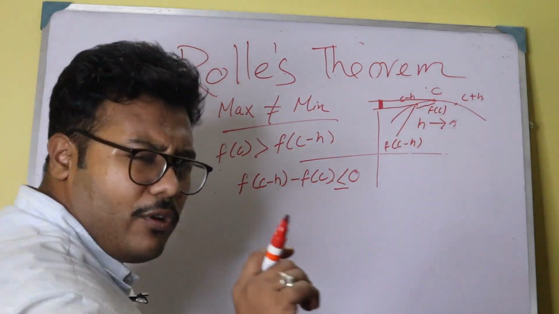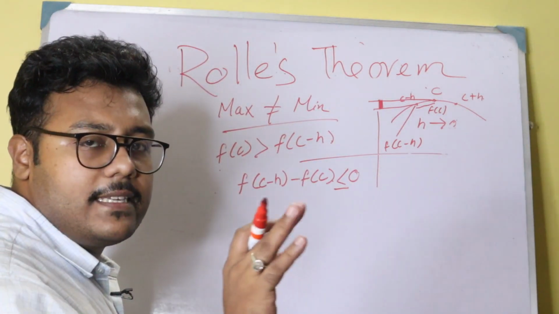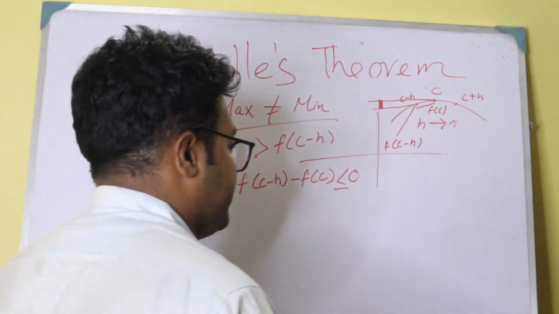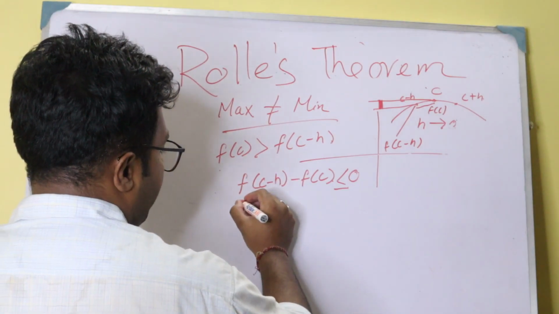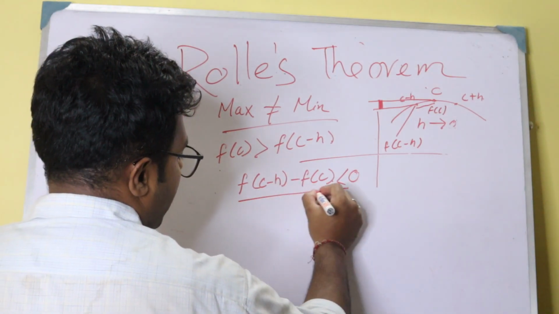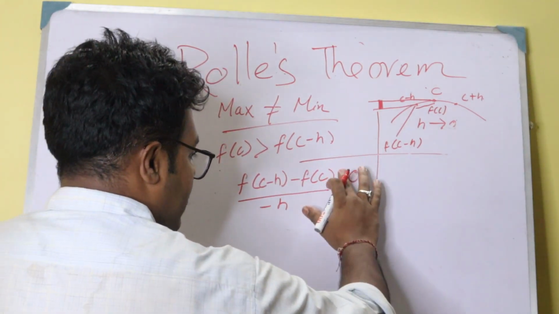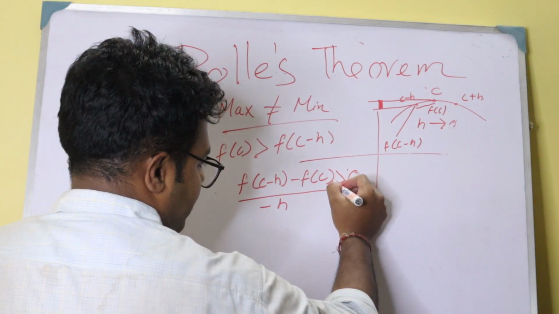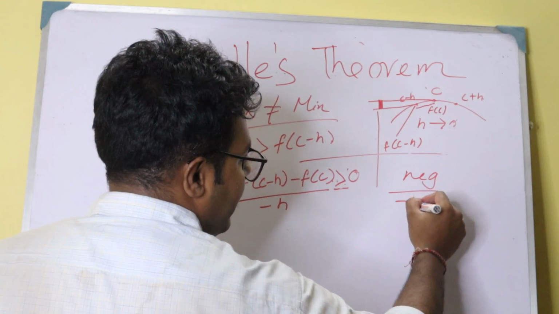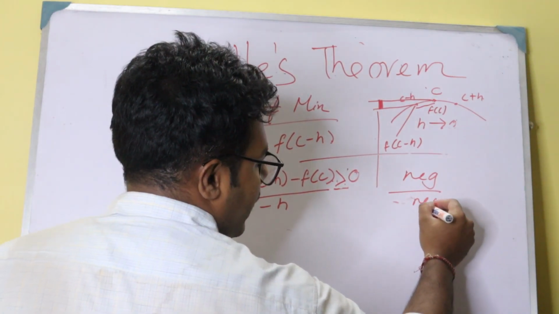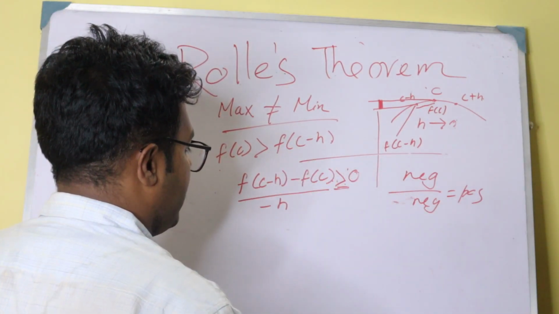So though h tends to 0, it will be less than or equal to 0, it will be on the negative side. Now if we divide the whole thing by minus h, what will happen? This sign will change, right? Because when a negative number is divided by another negative number, it will turn positive. So this is exactly what is happening here.